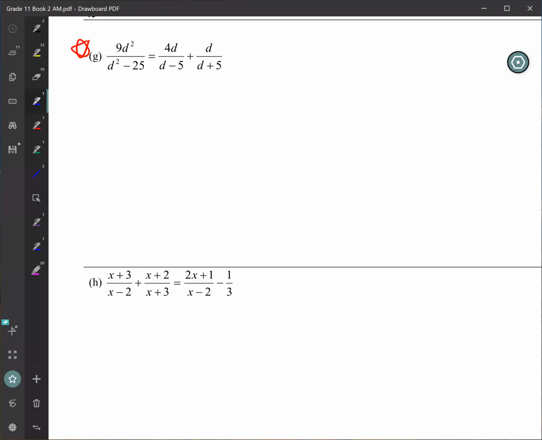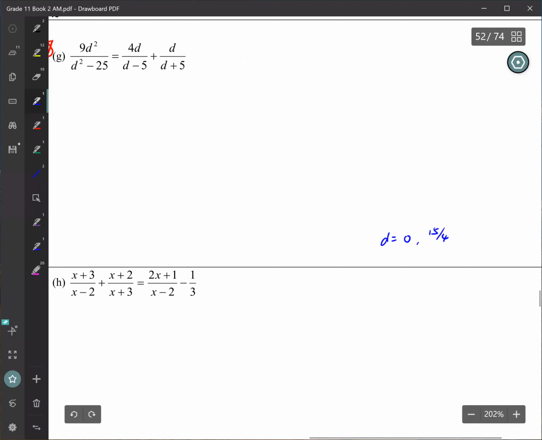Okay, Yosher, what's your final answer? D equals 0, 15/4. 0 and 15/4. Okay, and restrictions? ±5. Okay, ±5. Brennan, how about you? I got the same thing. Same thing. Okay, Aaron? Same thing. Okay, Colin. Same thing. Okay, should be fine. Okay, we'll see.